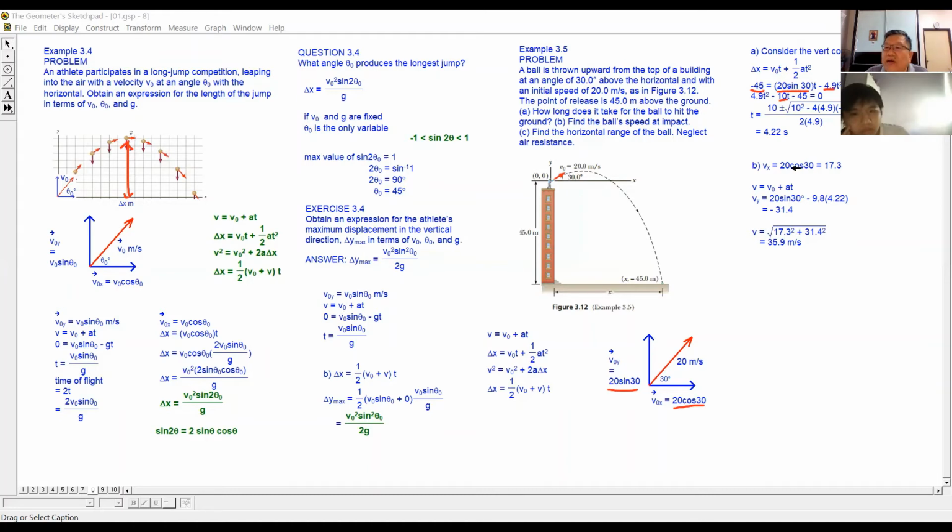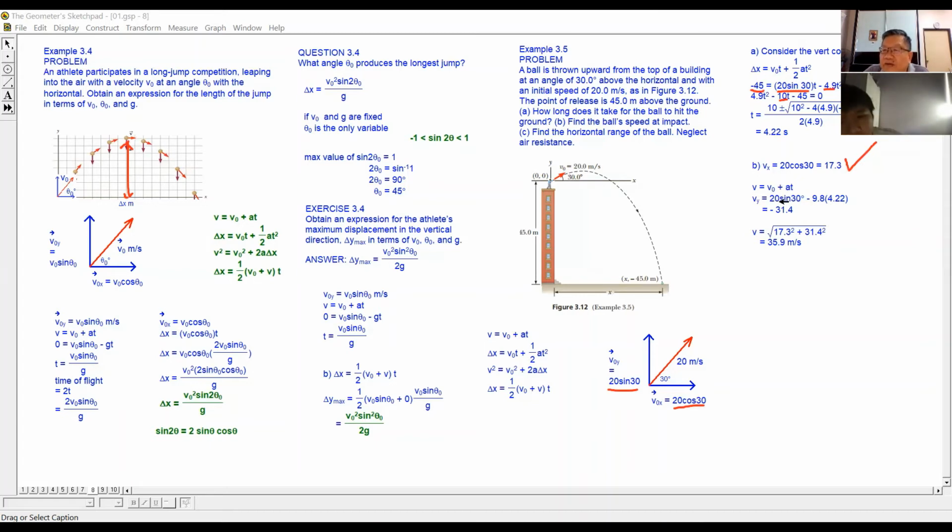So I record down the horizontal component that will not change here. This is the horizontal component of the speed that will not change throughout the journey. The component that is going to change is this one, 20 sine 30. So I apply this equation here, v equals v naught plus at. This v is the vertical component that is changing according to the gravitational pull.